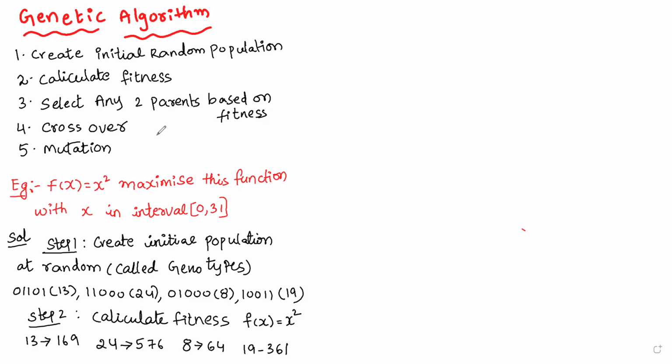In this video, I will explain about the genetic algorithm. This concept belongs to the machine learning subject. The genetic algorithm consists of 5 steps.